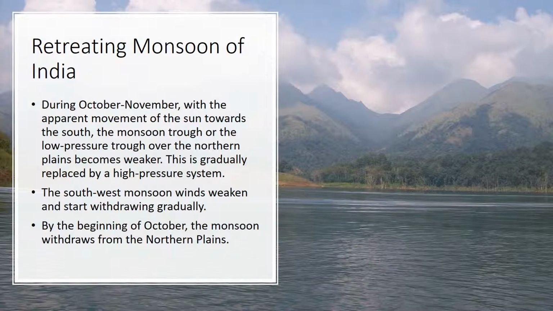Let us study a little bit about the retreating monsoons. During October to November, with the apparent movement of the sun towards the south, the monsoon trough or the low-pressure trough over the northern plains becomes weaker. This is gradually replaced by a high-pressure system. The southwest monsoon winds weaken and start withdrawing gradually. By the beginning of October, the monsoon withdraws from the northern plains.